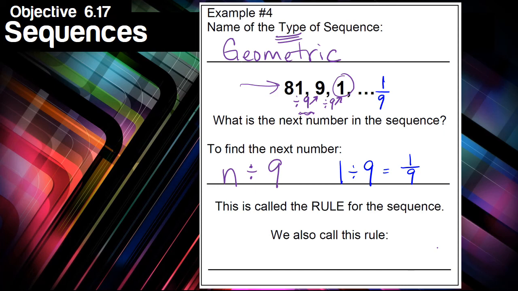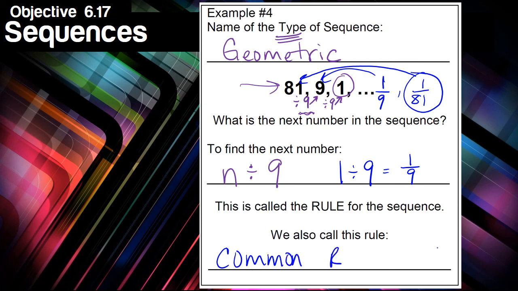So it's actually the inverse of 9. This is kind of fun if you're doing the division sequences to figure out the next term of the sequence. This term right here would be the inverse of 81, it would just be 1 over 81. So all we're doing is dividing by 9, and we can keep doing that, and you can realize that it's just the inverse. Another name for this rule is also called the common ratio.